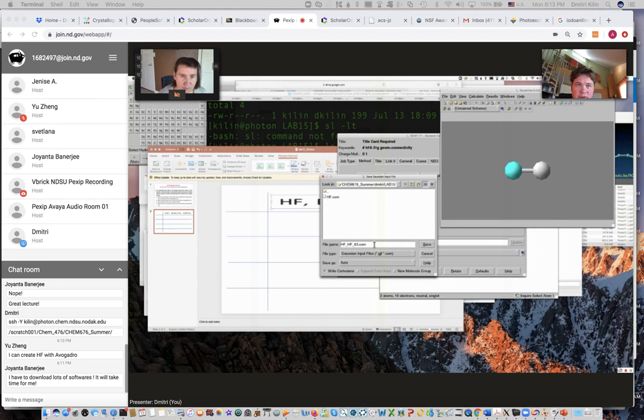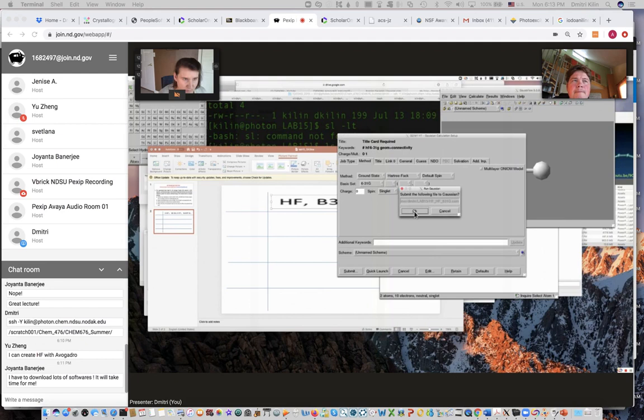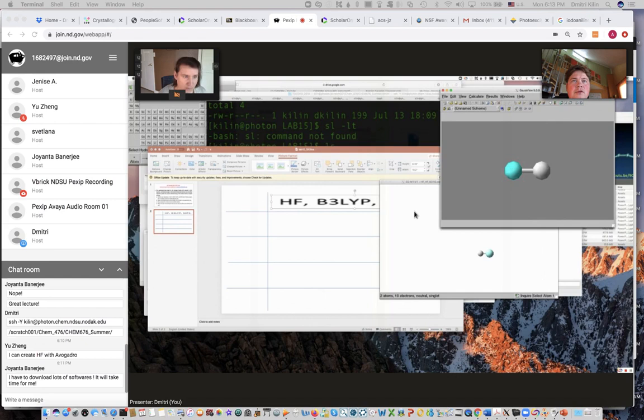So then I'm going to save and it will ask for submitting this file to Gaussian. And it is already ready.